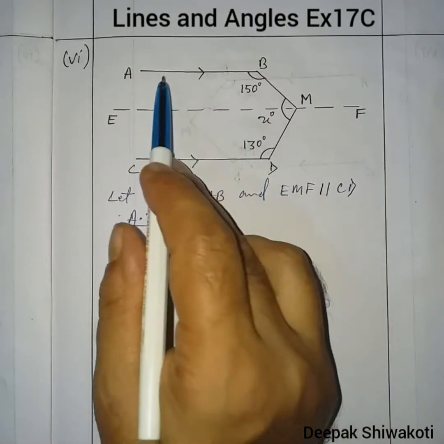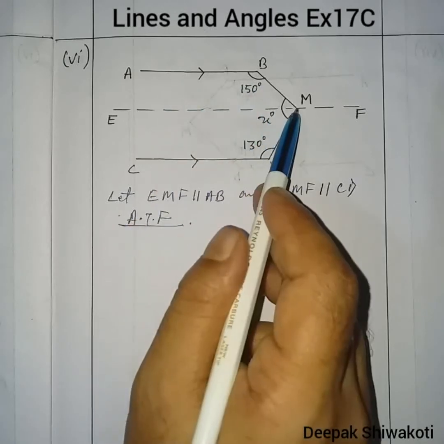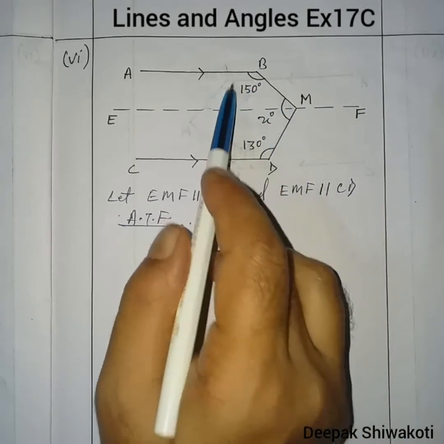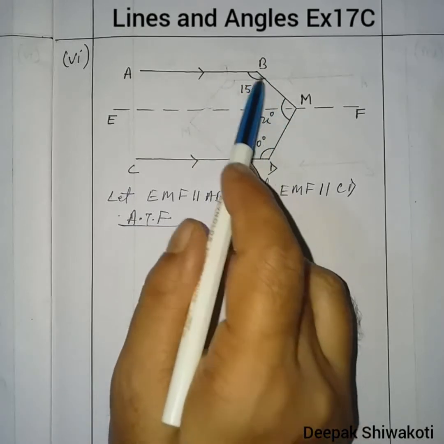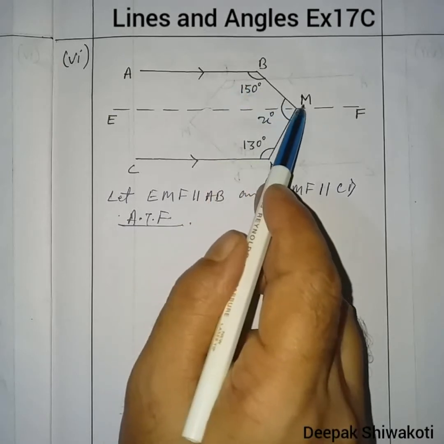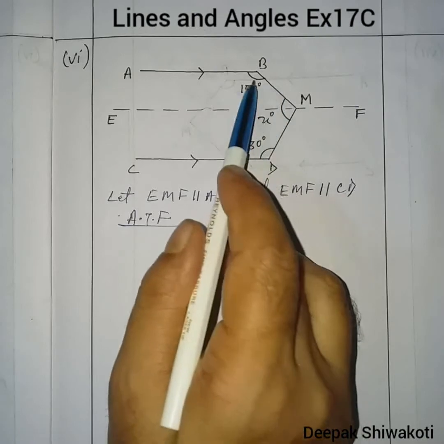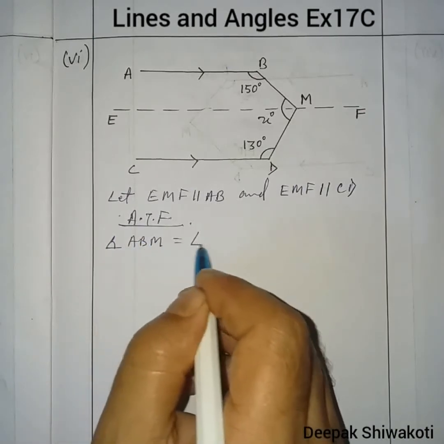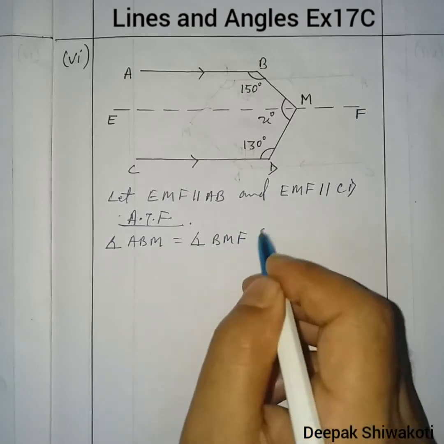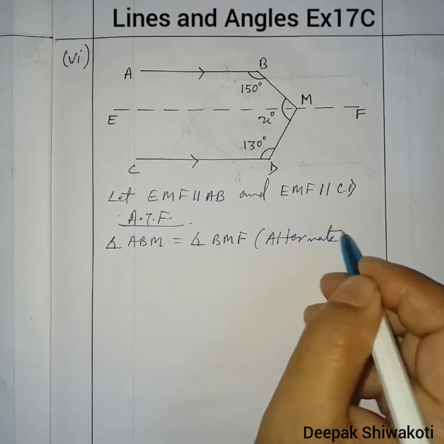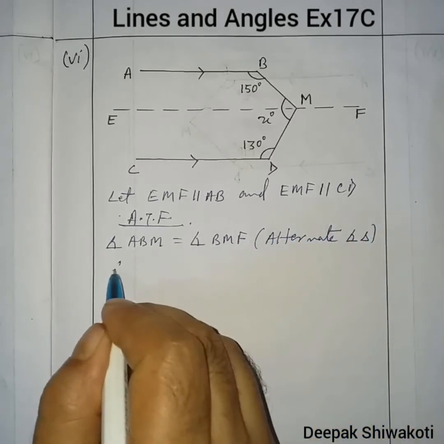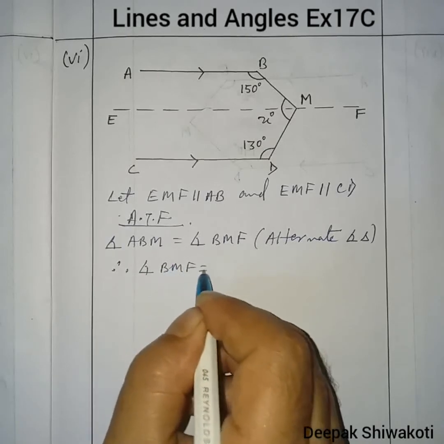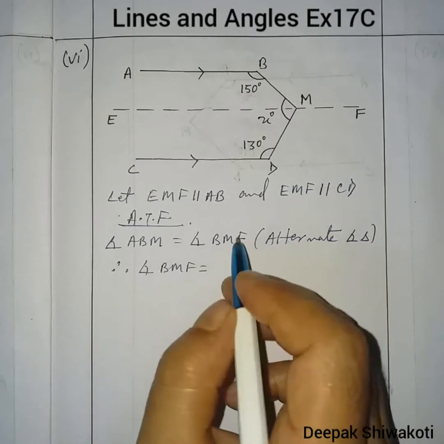angle ABM, this angle, okay, ABM is equal to angle BMF, isn't it? As this is the transversal for these two lines, BM is the transversal. When this BM is the transversal, then this angle and this angle are equal, isn't it? Because these two angles are alternate to each other. So angle ABM is equal to angle BMF. Why? Alternate angles. These two are alternate angles. Therefore, angle BMF, this angle, is equal to how much? This angle is equal to 150 degree.